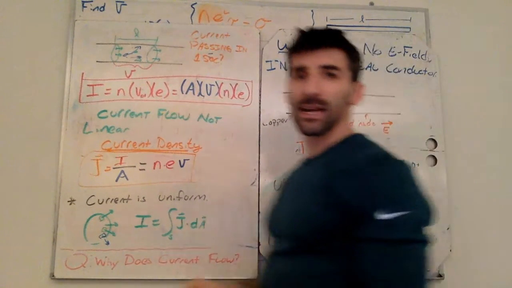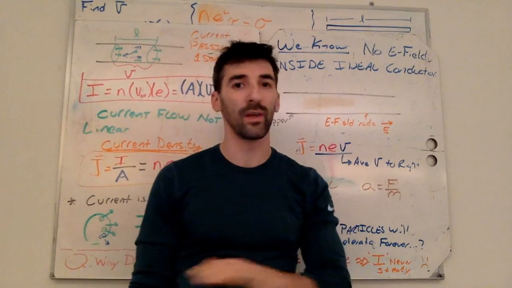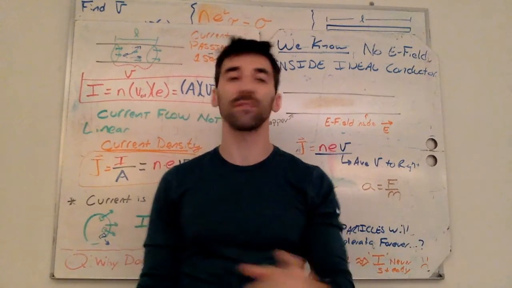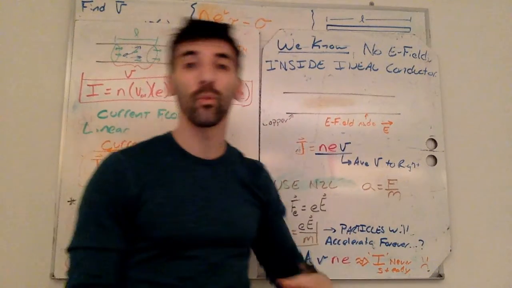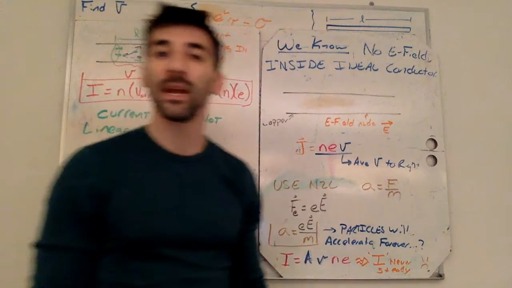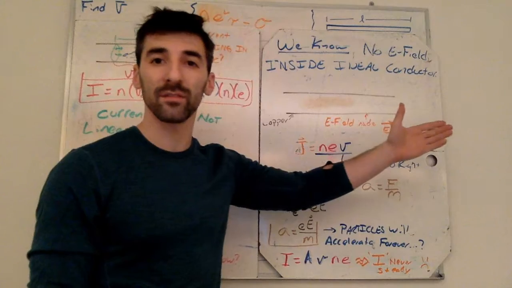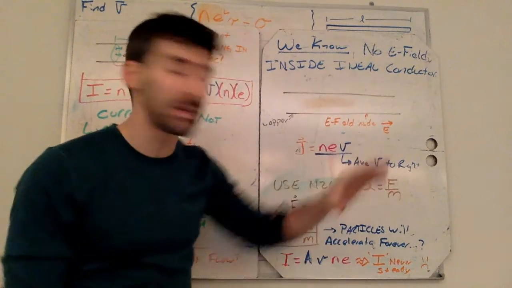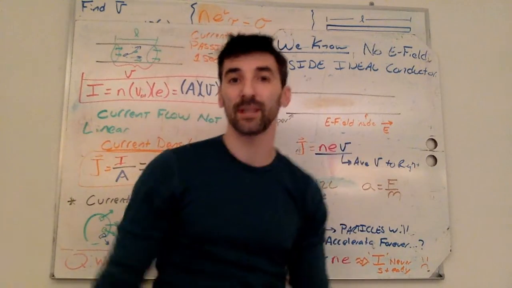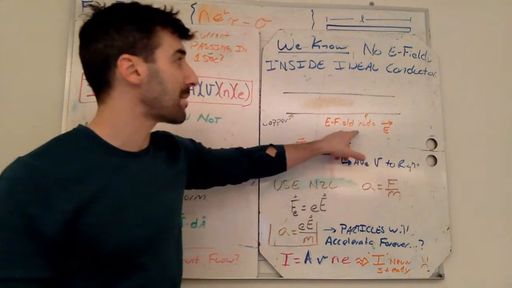We know inside of a conductor, there's no electric field. We know that as a fact. However, that's only if the conductor is ideal. We don't live in an ideal world. So let's say I have this copper wire. Inside that copper wire, I have current flowing. Well, why do I have current flowing? I have current flowing because there's an electric field inside of my conductor. Mind blown. Why is there an electric field inside my conductor?